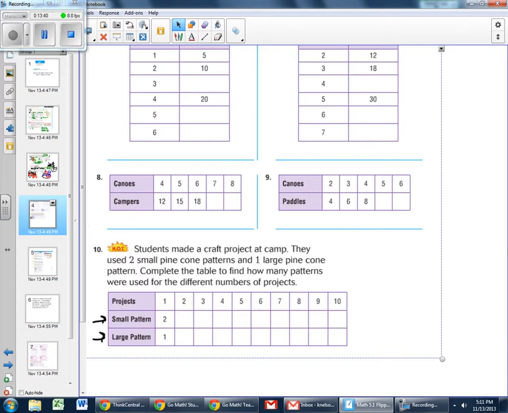Please press pause as you fill this in. And if you don't press pause, then you're not going to learn how to do this. So please press pause and complete the tables.